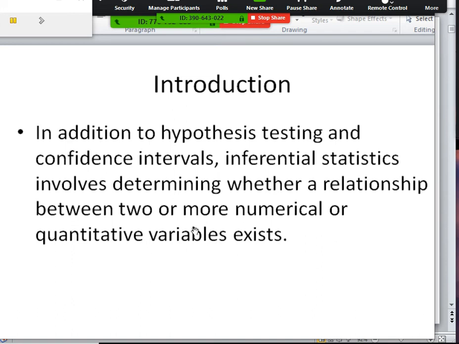In addition to hypothesis testing and confidence intervals, inferential statistics involve determining whether a relationship between 2 or more numerical or quantitative variables exists.